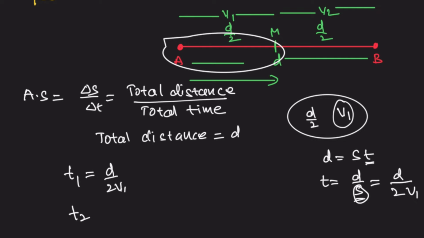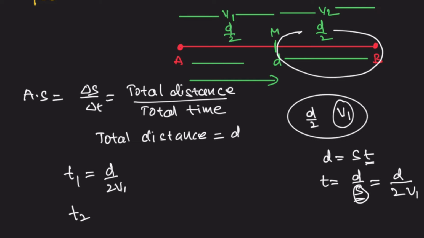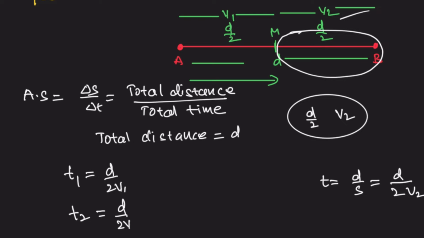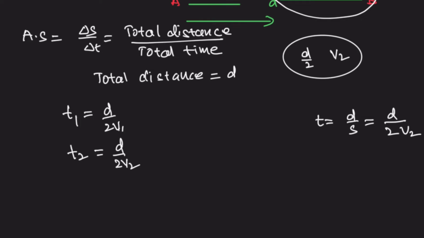What about the next half distance? See here, the next half distance is covered with speed V2. The time for the second half distance is distance by speed, so that is D by 2 and V2. So for the next half journey, the time is D by 2 V2. Now what is the total time? This is time 1, this is time 2. Now the total time.